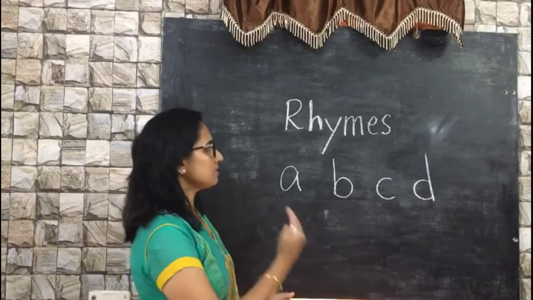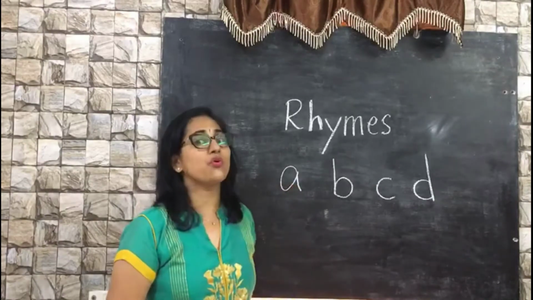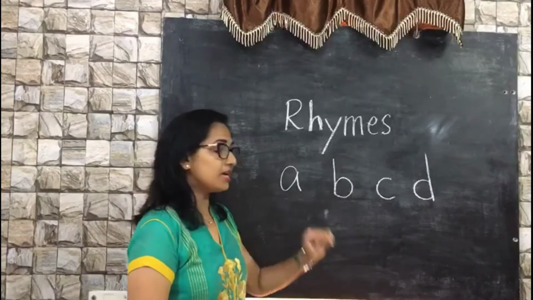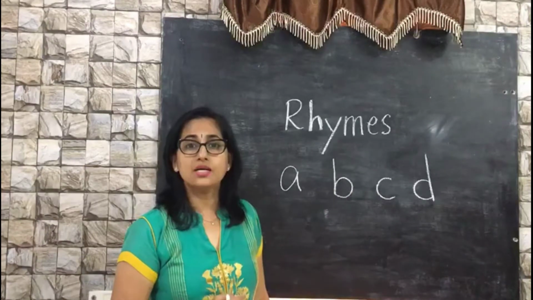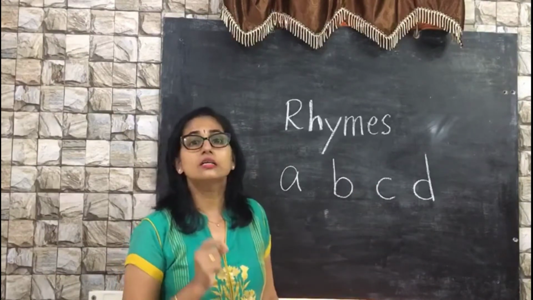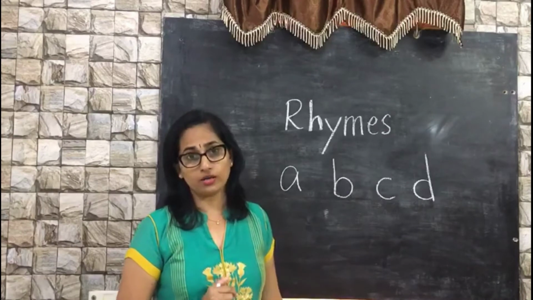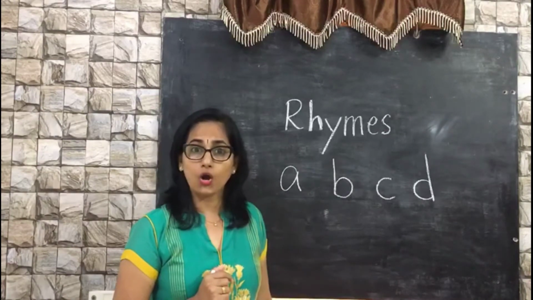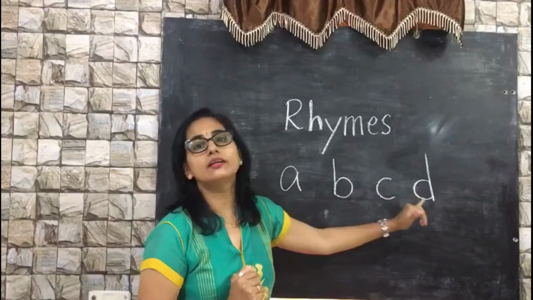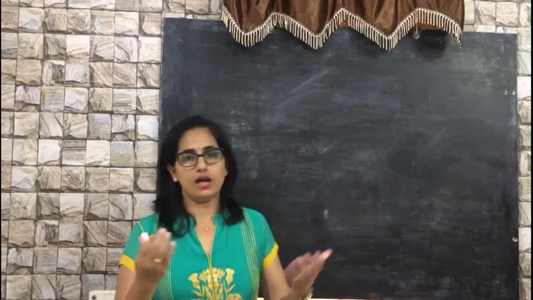Now, what is the music? What is the rhyme here? A is for apple, apple. B is for ball, ball. C is for cat, cat. D is for dog, dog. A, B, K, D. Repeat the rhymes every day before introducing the other letters.